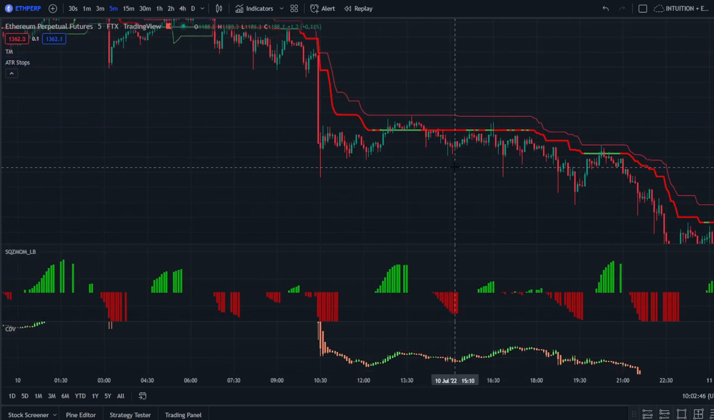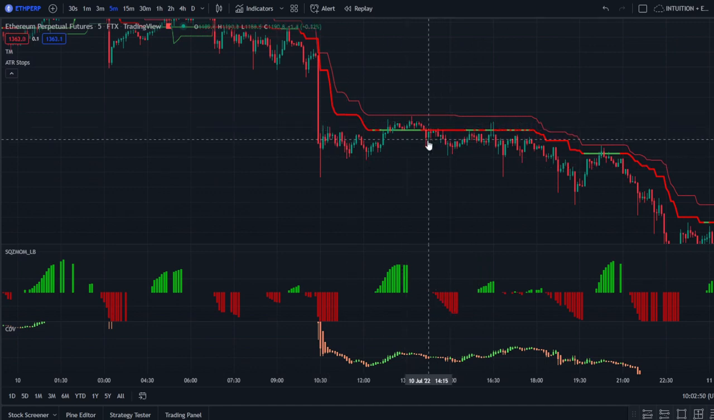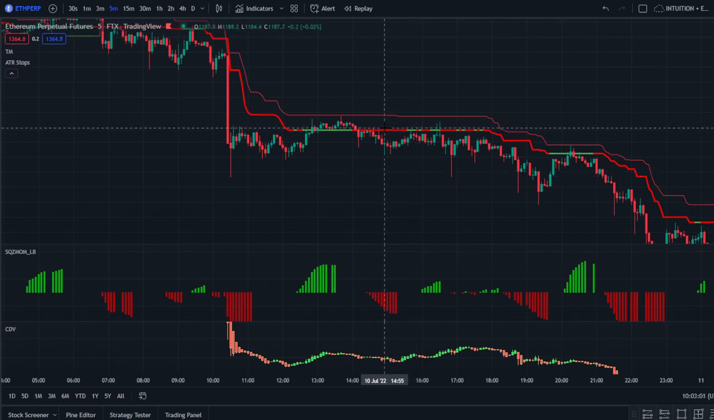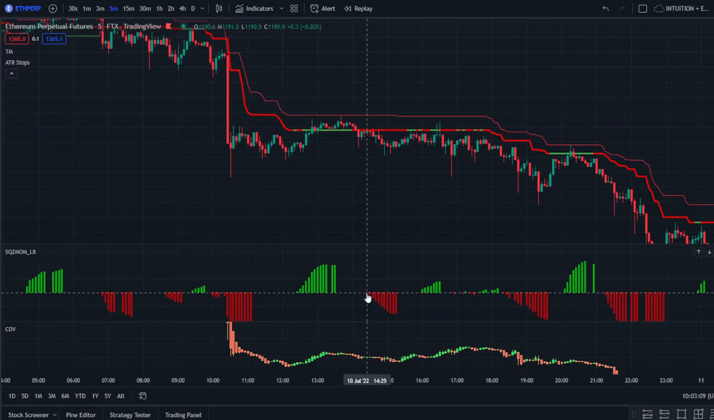Okay, now that we have all the indicators we need, I'm going to show you the strategy we'll be using. For this strategy, there are 4 conditions that need to be met. First, if you're trying to enter a short position, the line of the Trend Magic must be red. The price also must be below the Trend Magic, the squeeze momentum must be red, and the cumulative delta volume must be red as well.